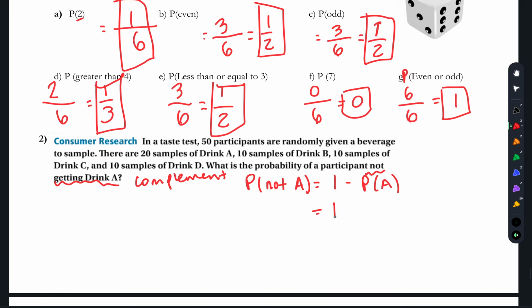So what is the probability that it is drink A? How many total beverages are there? There's 50 total beverages. How many of them are drink A? So then 1 minus 20 over 50 is what? Let's reduce that to 3/5. You simplified it from the 20 out of 50. You could have, yes. Any questions on that? Complements.